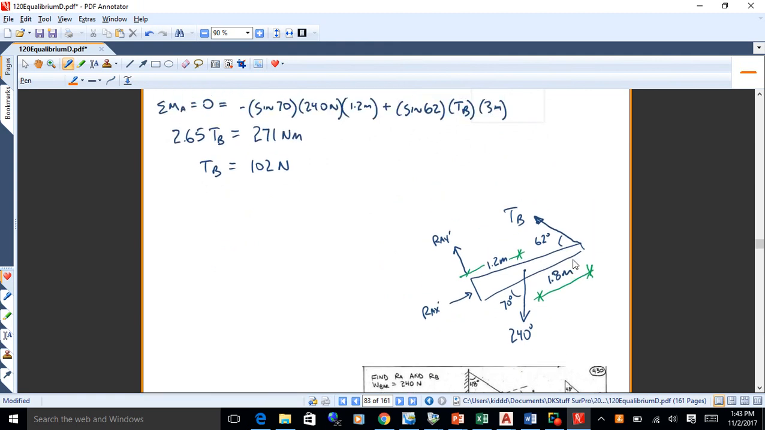So then I can take moments, and I'll just have minus sine 70 times 240 times 1.2 plus sine 62 times the tension at B times 3. So, a little bit easier to generate that moment equation. But the flip side of that is you've got to find the 62 and the 70-degree angles. So you've got to do a little bit of geometry.